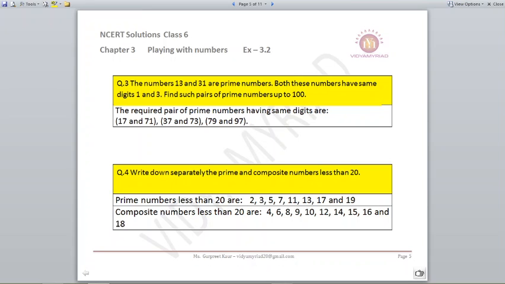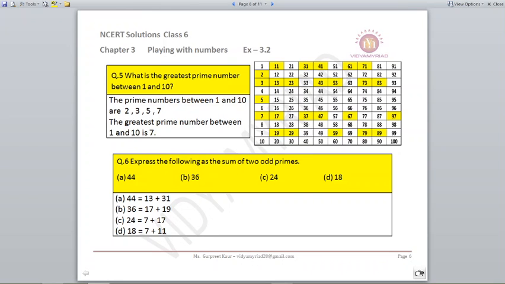Write down separately the prime and composite numbers less than 20. With the help of the table, let me show you the table again. We have to write down prime numbers less than 20. See the first and the second column. So prime numbers are 2, 3, 5, 7, 11, 13, 17, 19. So these are prime numbers.